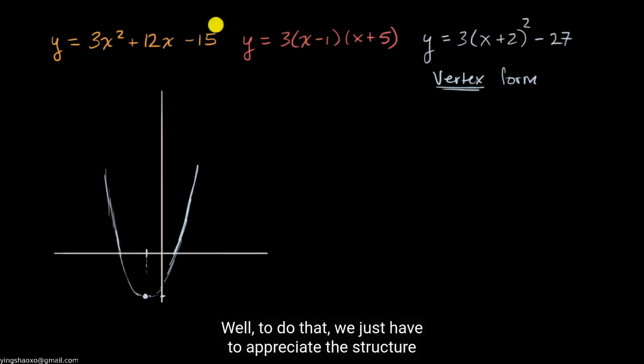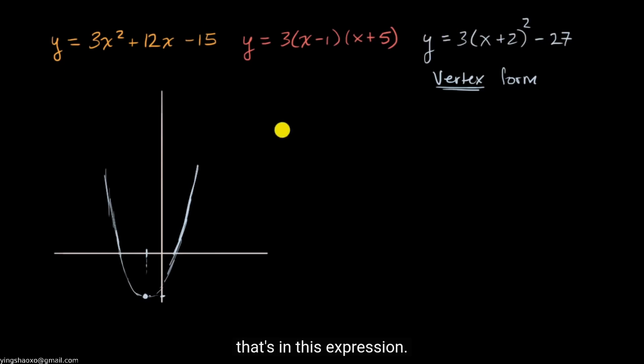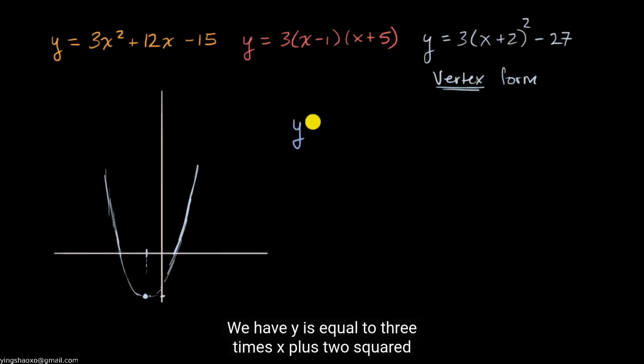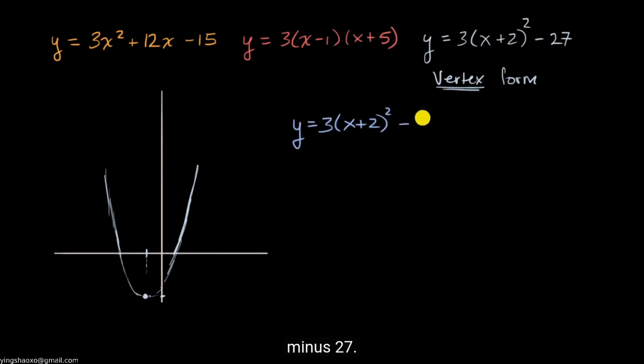Well, to do that, we just have to appreciate the structure that's in this expression. Let me just rewrite it again. We have y is equal to 3 times x plus 2 squared minus 27. The important thing to realize is that this part of the expression is never going to be negative.